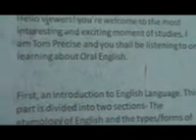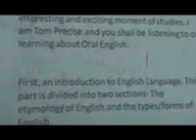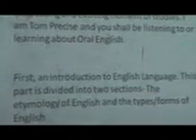First, an introduction to English language. This part is divided into two sections: the etymology of English and the types or forms of English. The etymology of a word simply refers to the origin of that word.